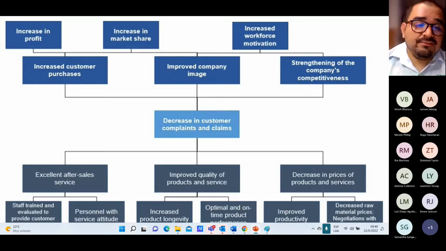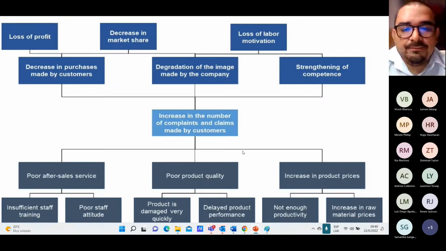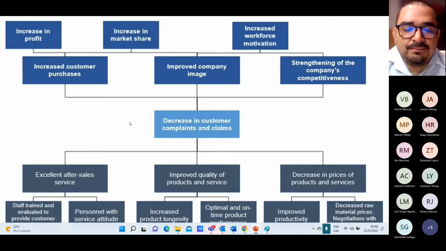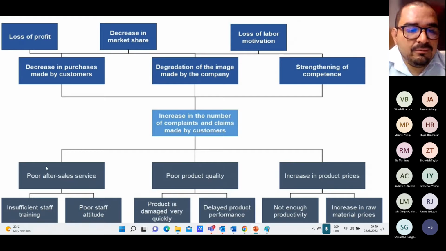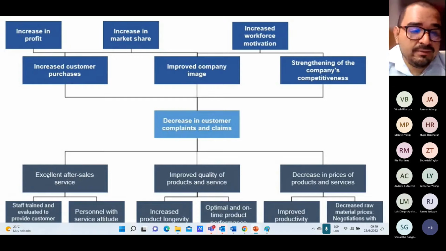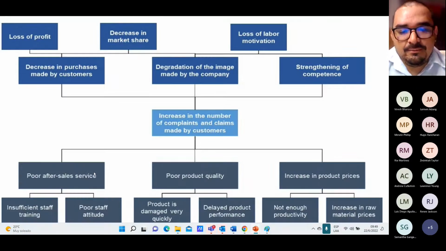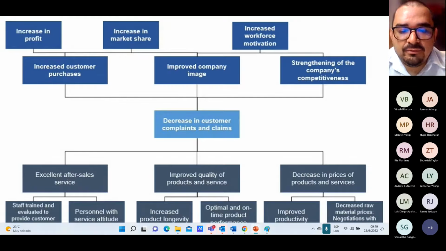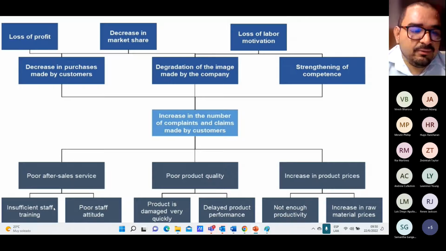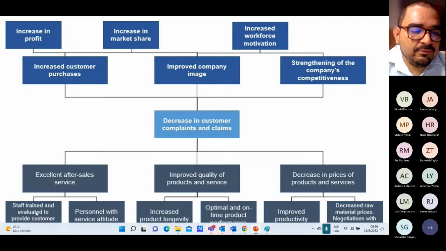Then after this, they designed the objective 3, that is this one. The central problem was the increase in the number of complaints and claims. In objective 3, the main objective is a decrease in customers' complaints and claims. For example, a direct cause here was poor after-sales services. A specific goal here is excellent after-sales services. Poor product quality transforms into improved quality of products and services, and increasing product prices transforms into decrease in prices of products and services. Also, the indirect causes, for example, insufficient staff training, become staff trained and evaluated to provide service to customers. Poor staff attitude transforms into personnel with service attitude, and so on.